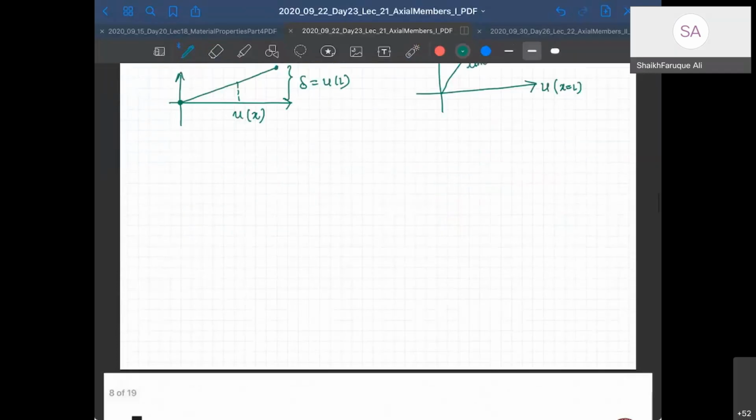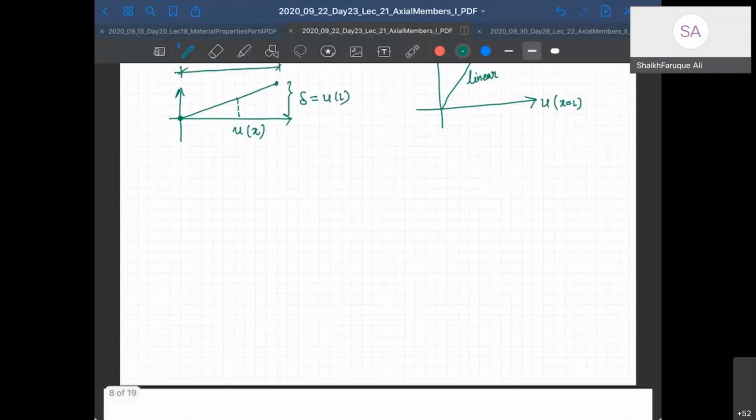Now, one challenge for you is, instead of that, if I have the load like this, but I give a load here, P, how will its deformation look like, the curve? U of X.